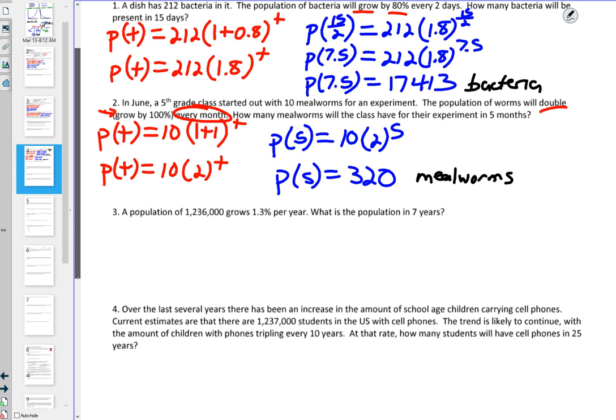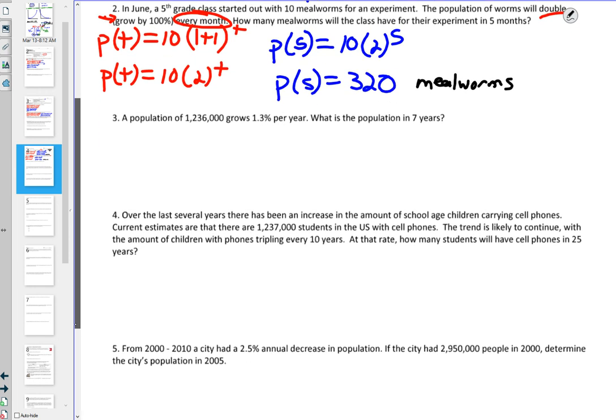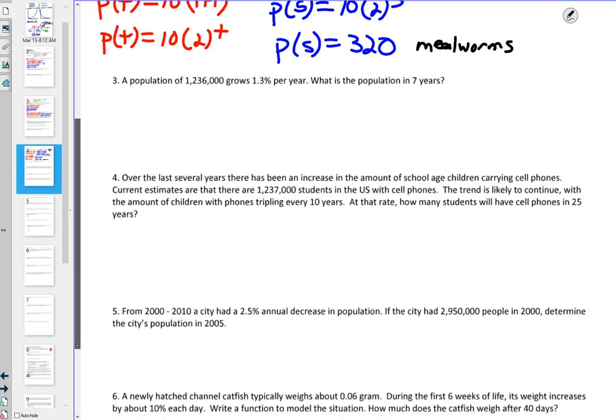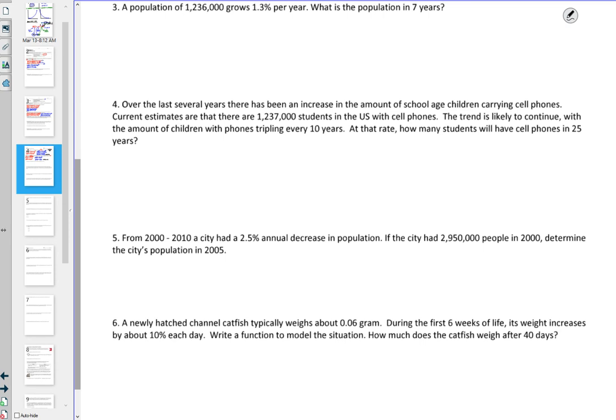We did population already. So let's see, school age, right? Here we go. Let's do number 4. You do number 4, I'll do number 4, and then we'll see if we have the same answer.